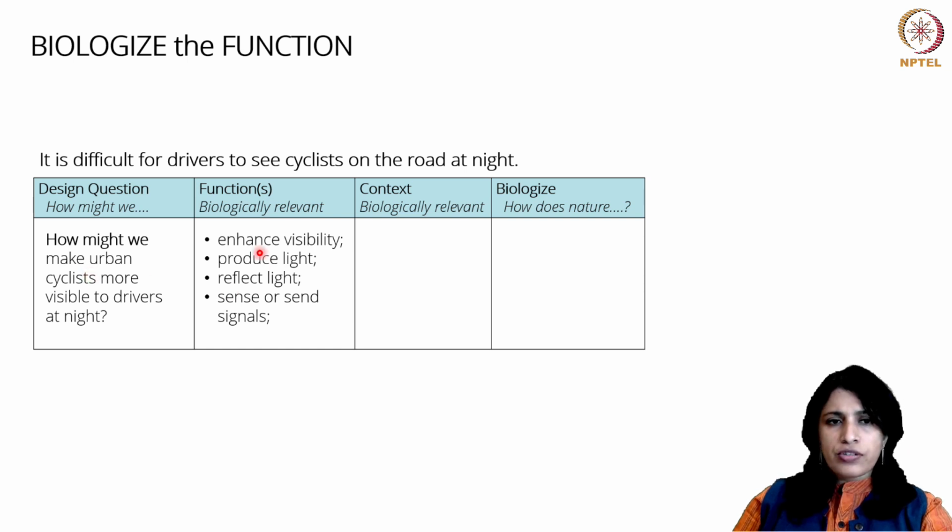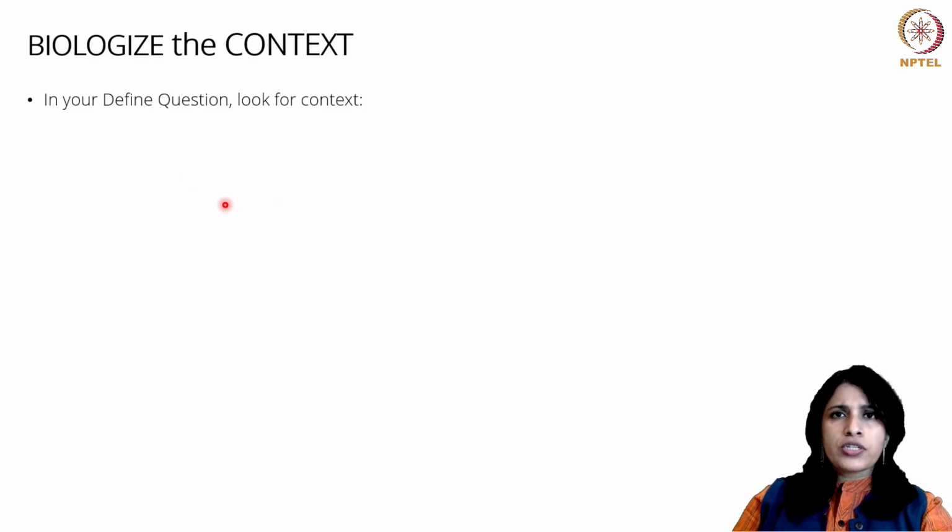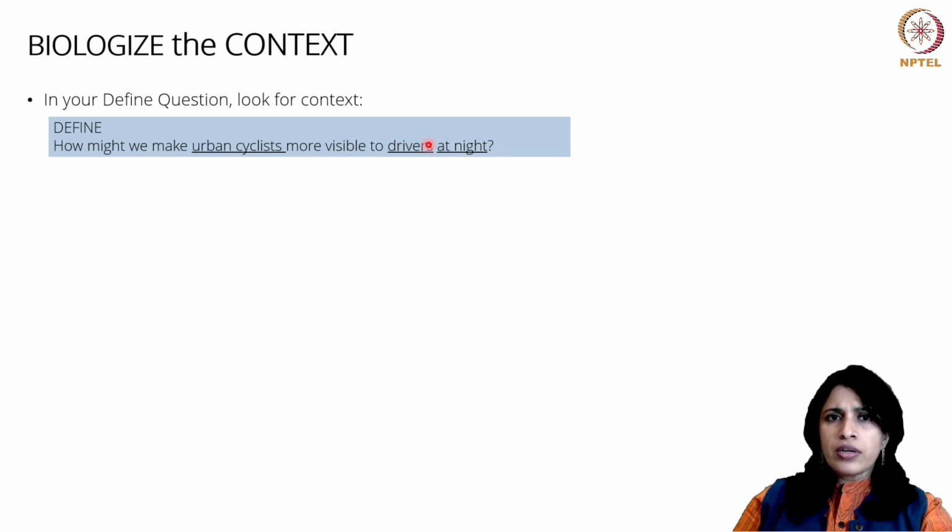Now that you have biologized the function, you have to biologize the context as well. And how do we do that? Again, first thing is to write down your defined question and look at what is the context that you have mentioned in the defined question. In this case, making visible is the function, but what is the context? Remember, the context is who are the stakeholders, who is it used for, where is it used, etc. So the context here is urban cyclists and drivers and at night. So these are contexts for the defined question.